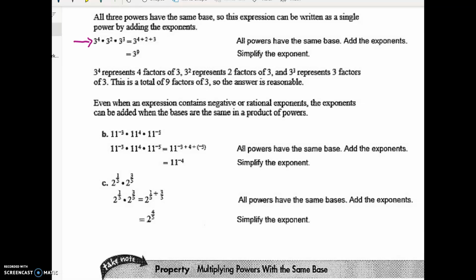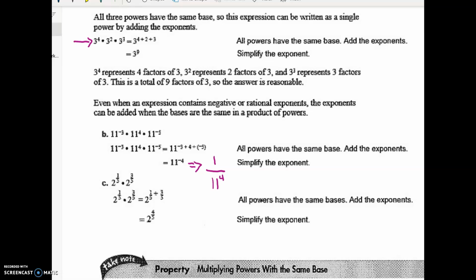Now, I'm not sure why the book doesn't simplify it all the way. It should. You can't leave a negative exponent when you're simplifying. So let's go ahead and fix that there and flip it, take the reciprocal like we talked about yesterday. So our answer would be 1 over 11 to the 4th power.